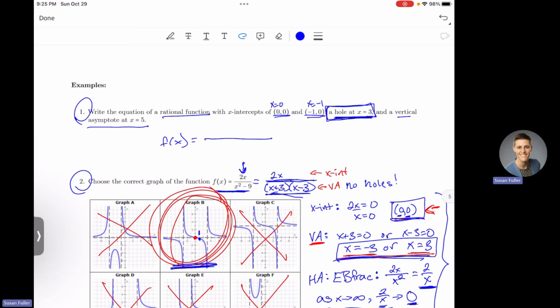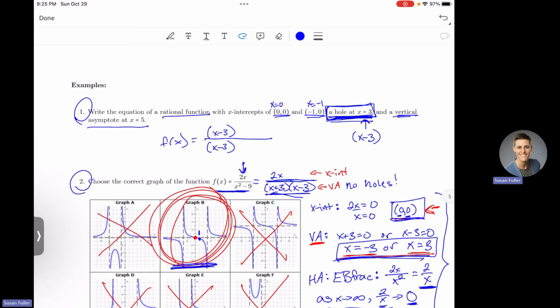And so because I have a hole at x equals 3, that means I had to have a very specific factor that canceled on both the top and bottom. Specifically, to have a hole at x equals 3, the factor that would create that is the factor x minus 3. And because it's a hole, that factor needed to cancel. So x minus 3 has to appear on both the top and bottom here to create a hole at x equals 3.